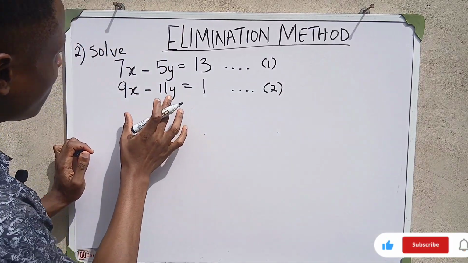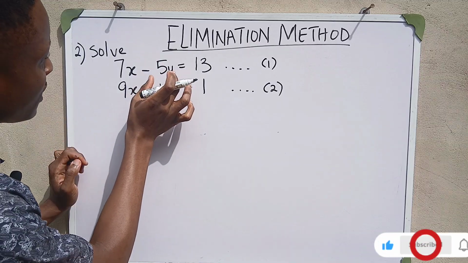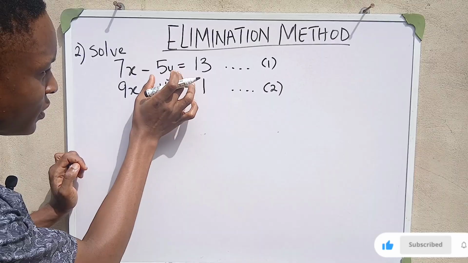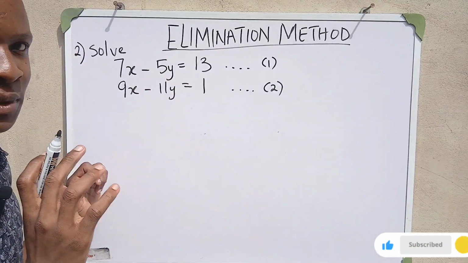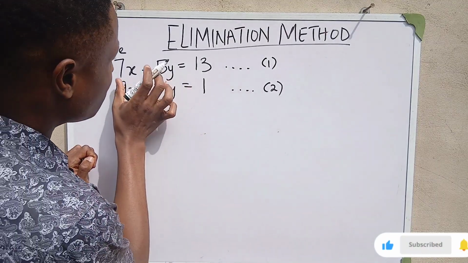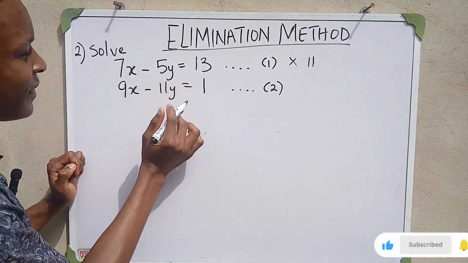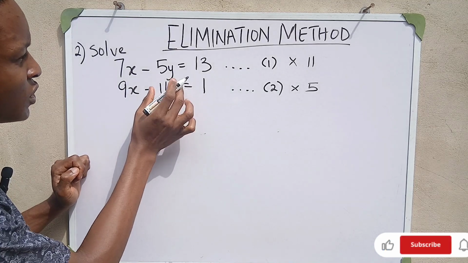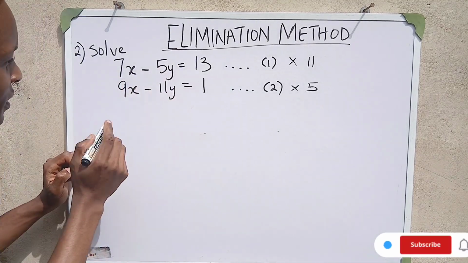So now, let's choose a variable to cancel out. Okay, let's cancel out y. How can we make the coefficients of this variable in the two equations the same so that they can cancel out? That's what we should be thinking. If we multiply this equation by 11, we are going to have 55. And if we multiply this equation by 5, we are going to have 55. So you see that we have the same coefficient for the variable.